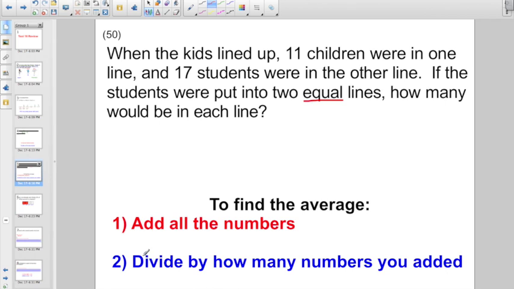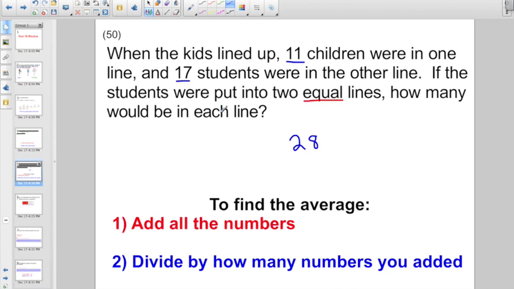And I even wrote down the steps for the algorithm here. The first thing you want to do is add all the numbers. I have 17 kids in one line, and I have 11 more in another line. How many is that? That's a total of 28, but that's not my answer. I couldn't get 28 kids in 2 lines. That's bigger than what either 2 groups are.